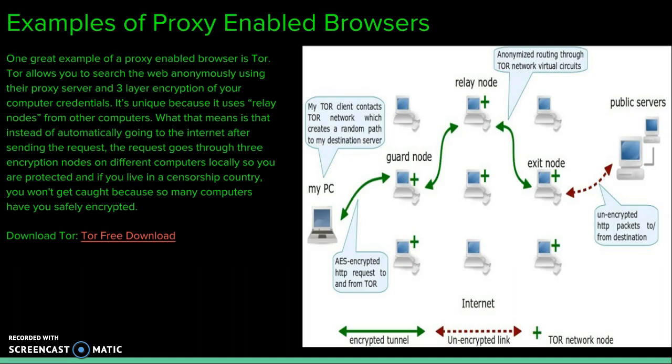One great example of a proxy-enabled browser is Tor. Tor allows you to search the web anonymously using their proxy server and a 3-layer encryption of your computer credentials. It's unique because it uses relay nodes from other computers. What that means is that instead of automatically going to the internet, after sending, the request goes through 3 layers of encryption nodes on different computers locally, so you are protected, and if you live in a censorship country, you won't get caught because so many computers have you safely encrypted.